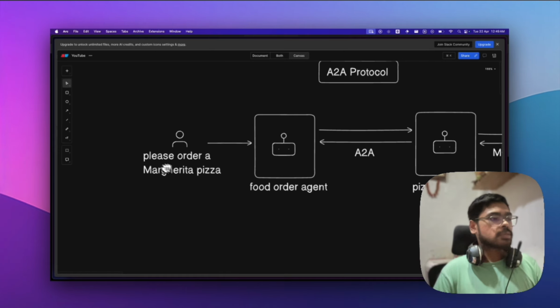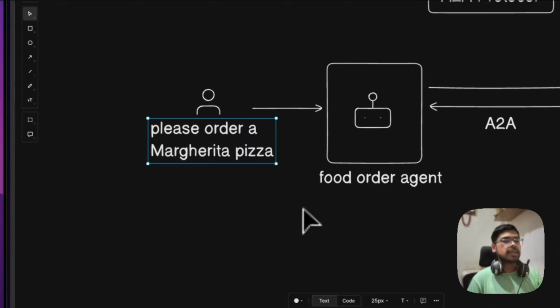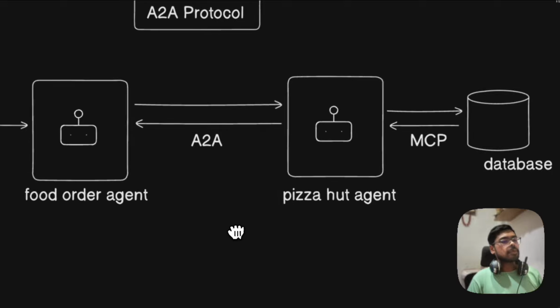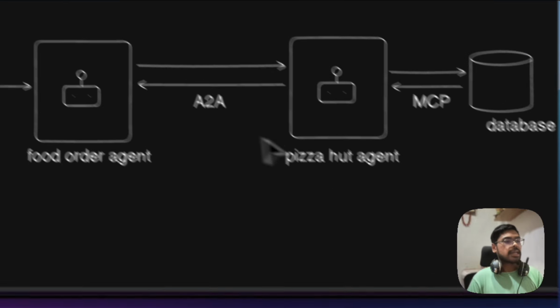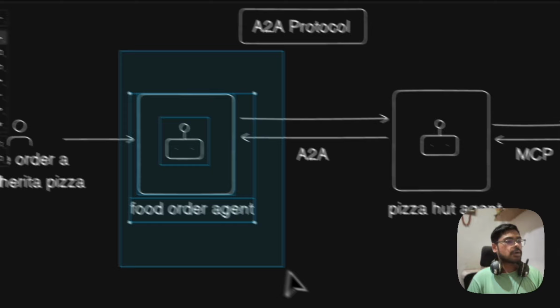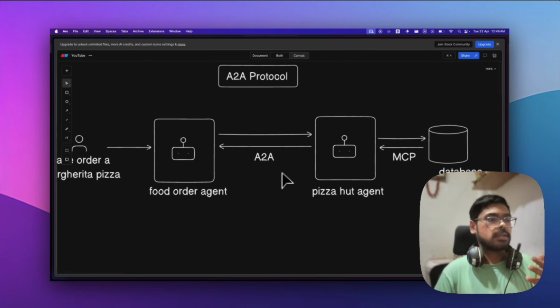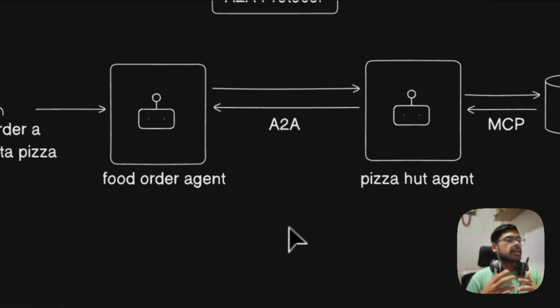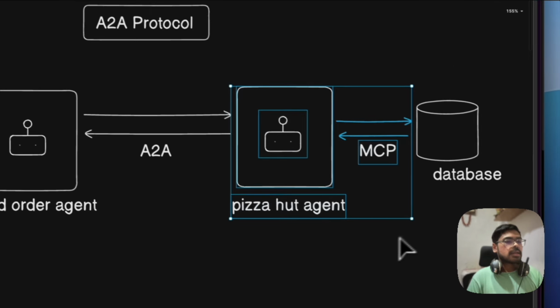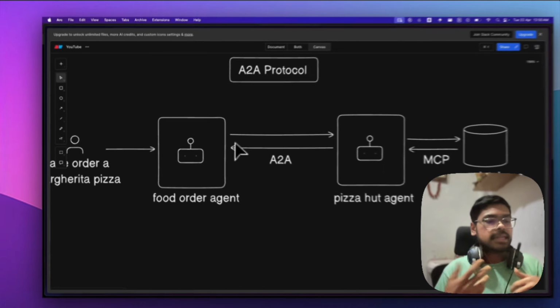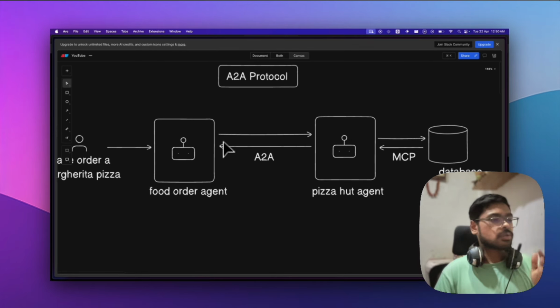Suppose I texted my food order agent that I need to order a margherita pizza. Then it will go to the Pizza Hut agent, and the conversation between this food order agent and the Pizza Hut agent is where the A2A protocol comes in. My food order agent will ask, do you have margherita pizza? Then it will check its database with the use of MCP and tell whether it has it or not. So I guess you understood it.